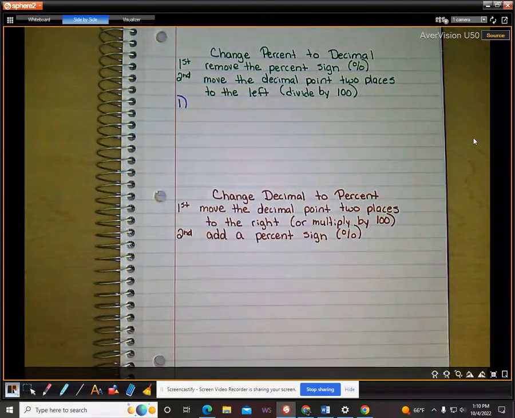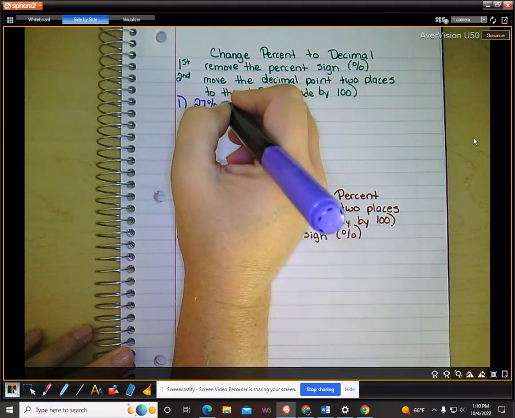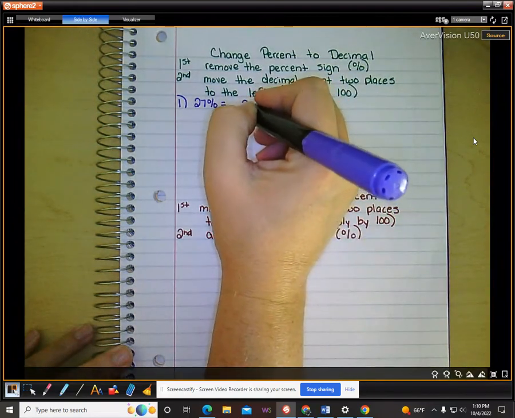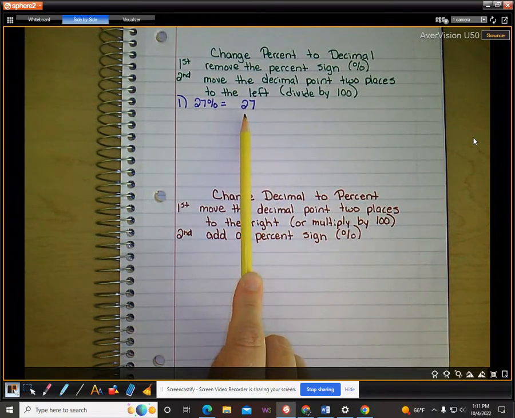So first we'll look at changing percents to decimals. If I have 27% and I want to change that to a decimal, first thing I'm going to do is get rid of the percent sign. So I just have the number 27. Now, you have to move the decimal point 2 places to the left. But since it was a percent and it was a whole number, we didn't write a decimal point in the number. Where is the decimal point in the number 27?